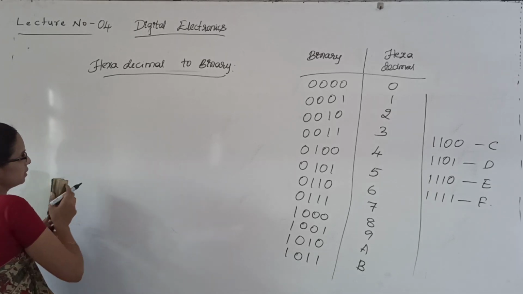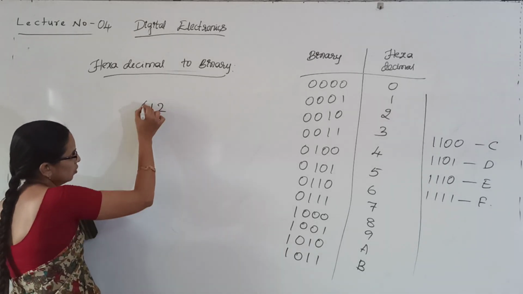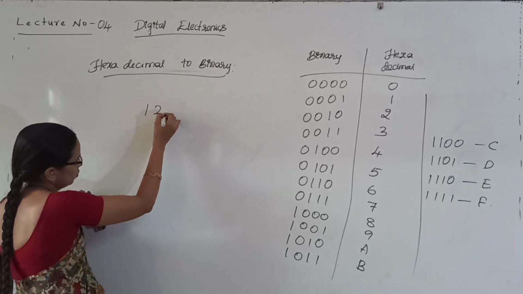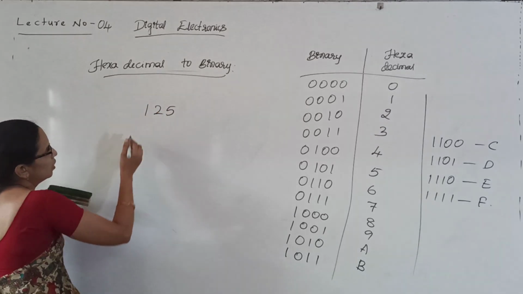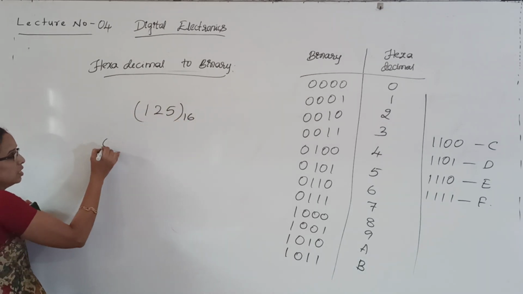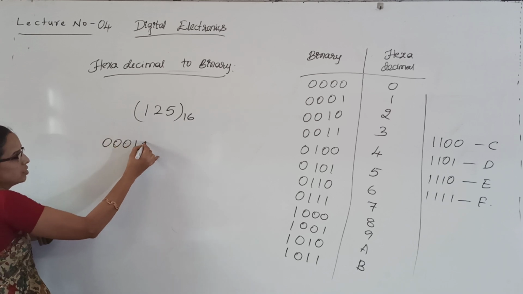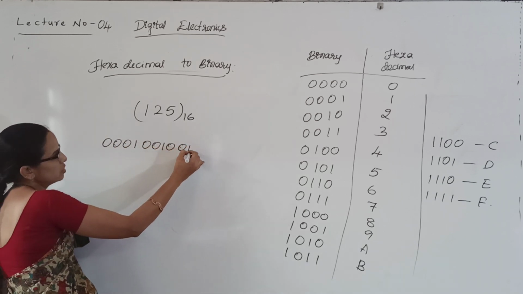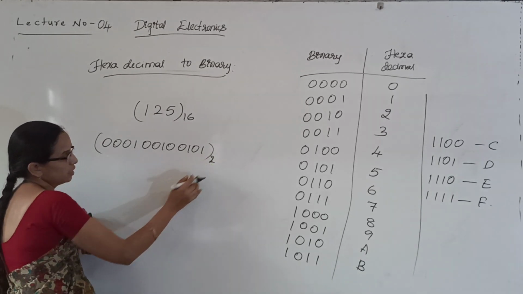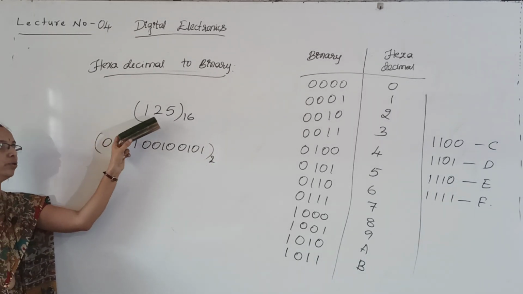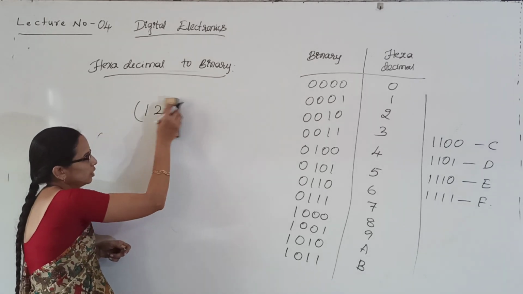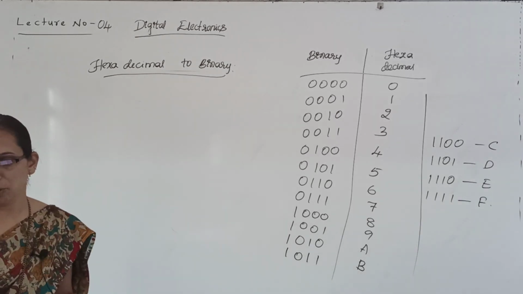If you want to represent this hexadecimal number in binary, it means 0001 0010 0101. You should use 12 digits to represent 1 2 5 of a hexadecimal number in binary. Okay. I will give some problems.